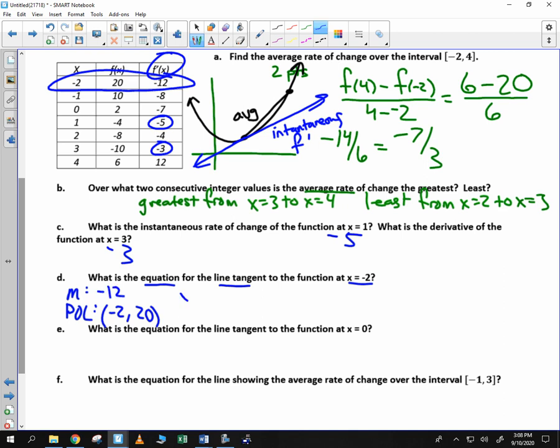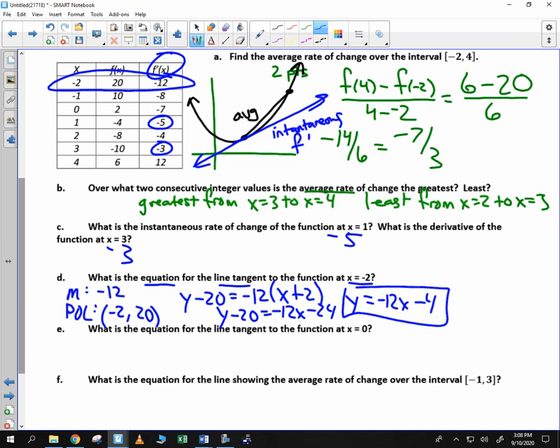So therefore, we have y minus 20 is equal to negative 12 times x plus 2, or y minus 20 is equal to negative 12x minus 24. Add the 20, y is equal to negative 12x minus 4. That's the equation for the line tangent.